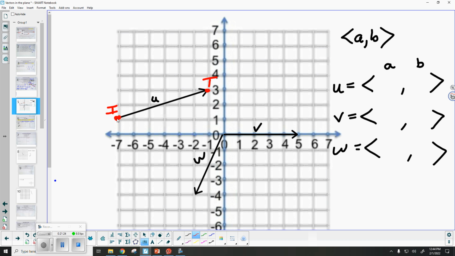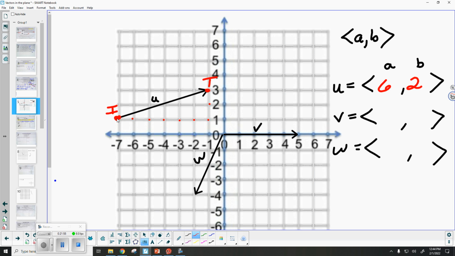Okay, so let's go ahead and start with vector u. I want to be able to move horizontally and vertically from the tail, the initial point, to the head, the terminal point. So what direction am I moving horizontally, left or right? Right, so it'd be positive. So let's see, 1, 2, 3, 4, 5, 6. And now I got to go up how far? So what would be the component form of u? 6, 2. That's it.